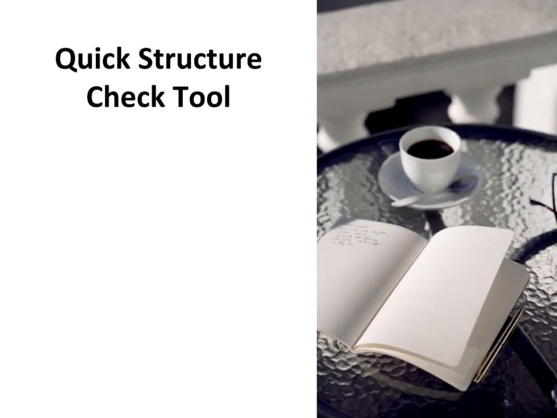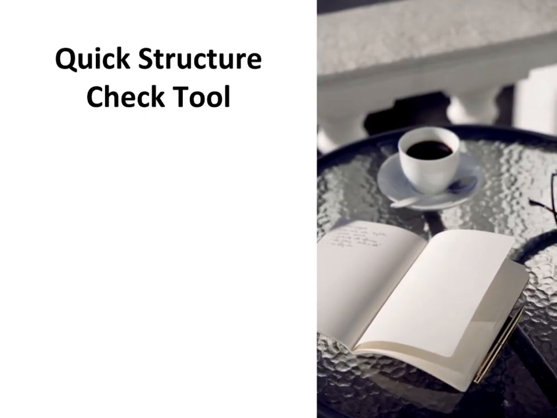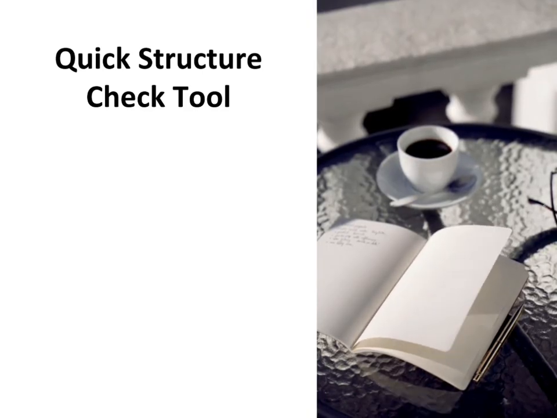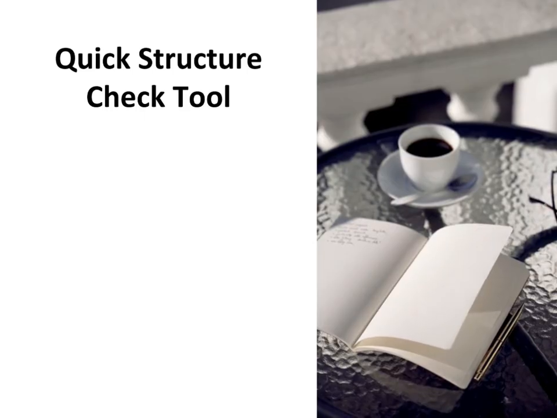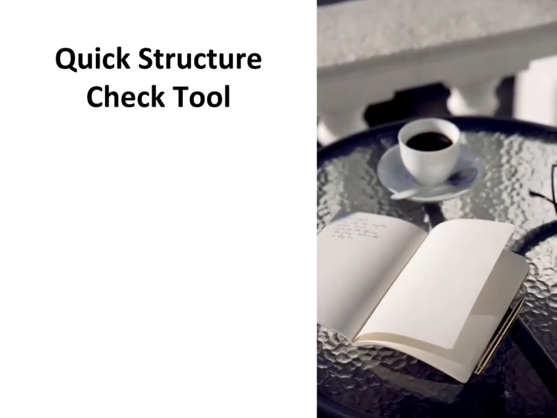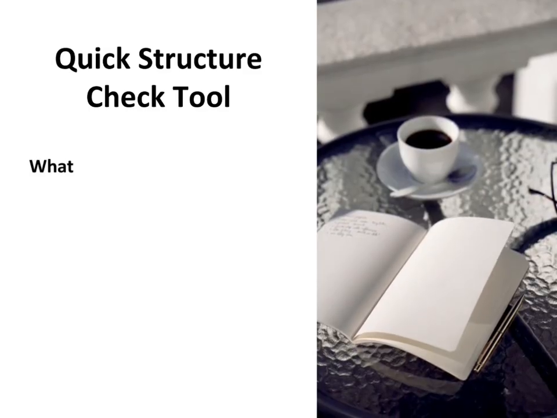When you're reviewing your own story, whether it's a short piece or a full draft, it helps to have a simple structure check tool. Think of this as a quick diagnostic you can run to see whether your narrative has a clear spine. These questions help you step back and look at the story as a whole, rather than line by line. Question 1. What changes?